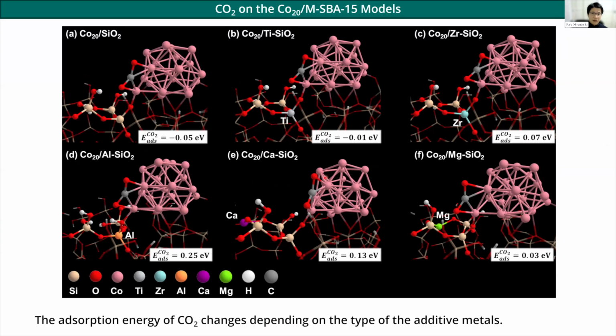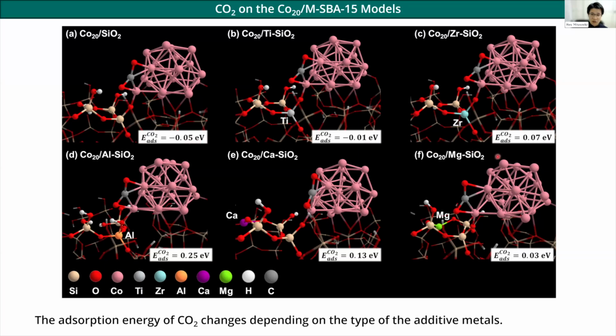And by using those obtained cobalt-20 MSiO2 models, we can investigate the effect of the difference of the support material. For example, this is a result of the CO2 adsorption at the interface site of each model: titanium, zirconium, aluminum, or something. And then here is the calculated adsorption energy.